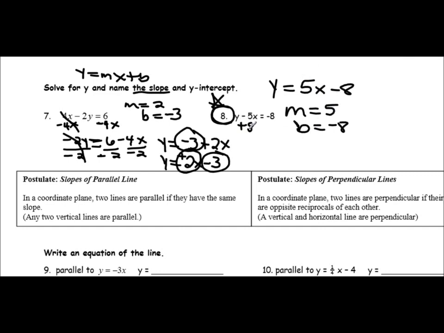The only thing I had to do with this equation was really easy. I just had to add 5x to both sides. So I get y equals -8 plus 5x, and then remember I can flip-flop these by the commutative property, so I'm left with y equals 5x minus 8.